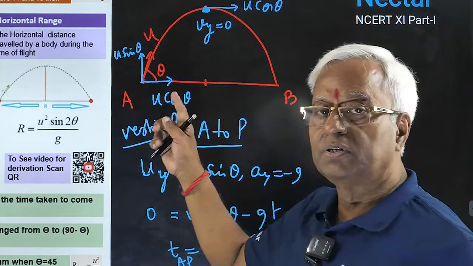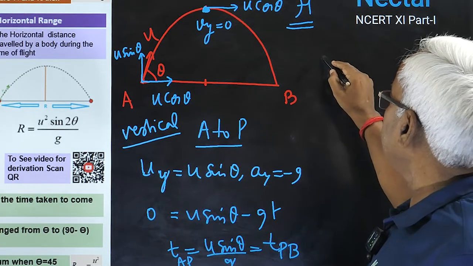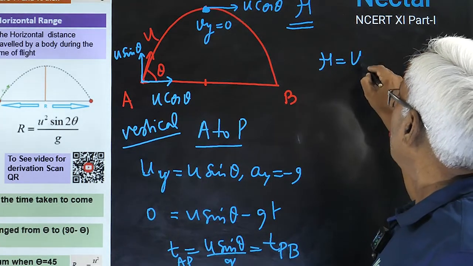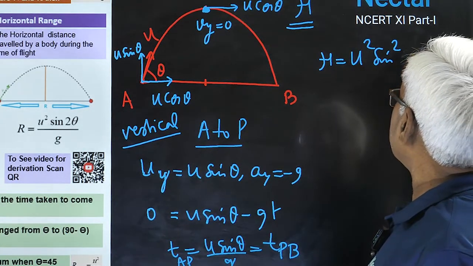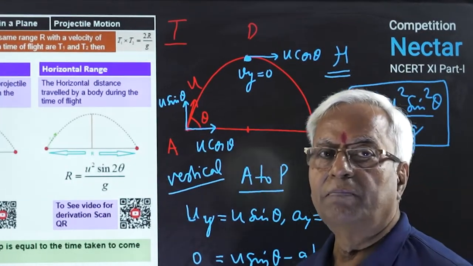Similarly, by using the third equation, we can have the value of maximum height, that you will find equal to u square sin square theta upon 2g. This is the formula for maximum height.